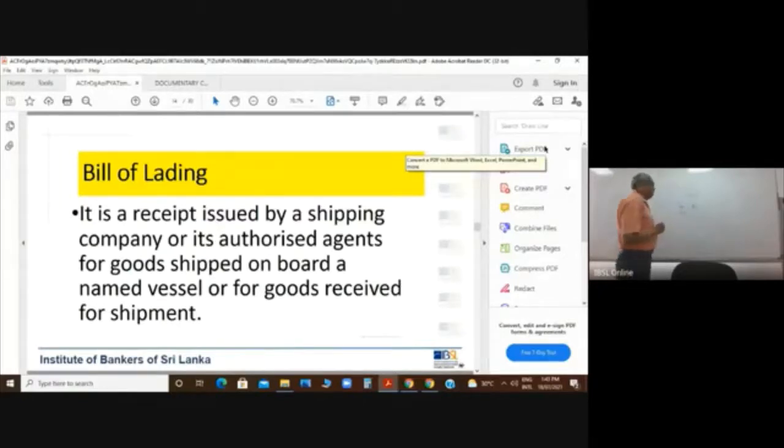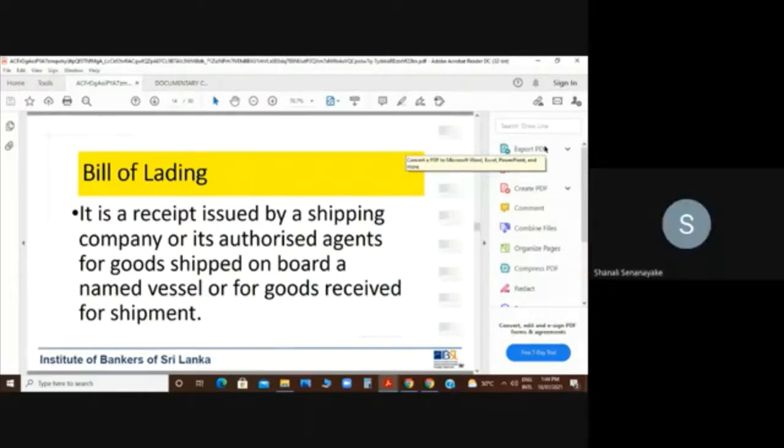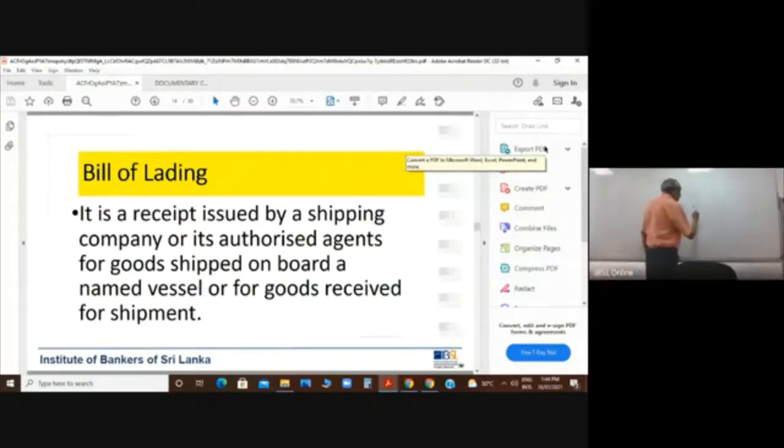What's the transport document by air? Airway bill. Airway bill. Right? By truck, what is the transport document?